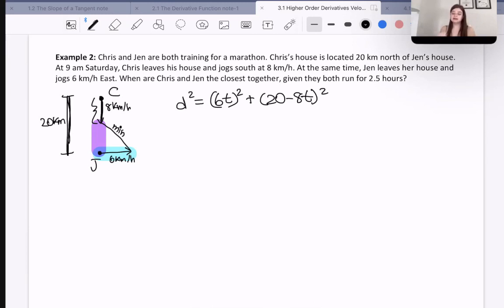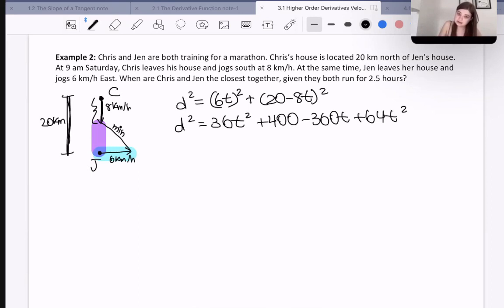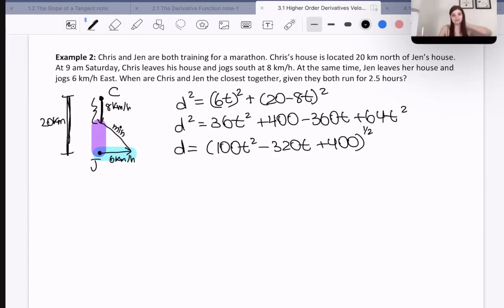All right, now let's solve. So d squared is equal to 36t squared plus 400 minus 360t plus 64t squared. That means that d, if we take the square root of both, is going to be 100t squared minus 320t plus 400, and that's all going to be square rooted. And recall that square root is the same as the power of 1/2. The reason I'm writing it this way is because we can then use chain rule when we take the derivative, whereas we don't really have a rule for using the square root directly, which is okay because the square root is the same as power of 1/2.